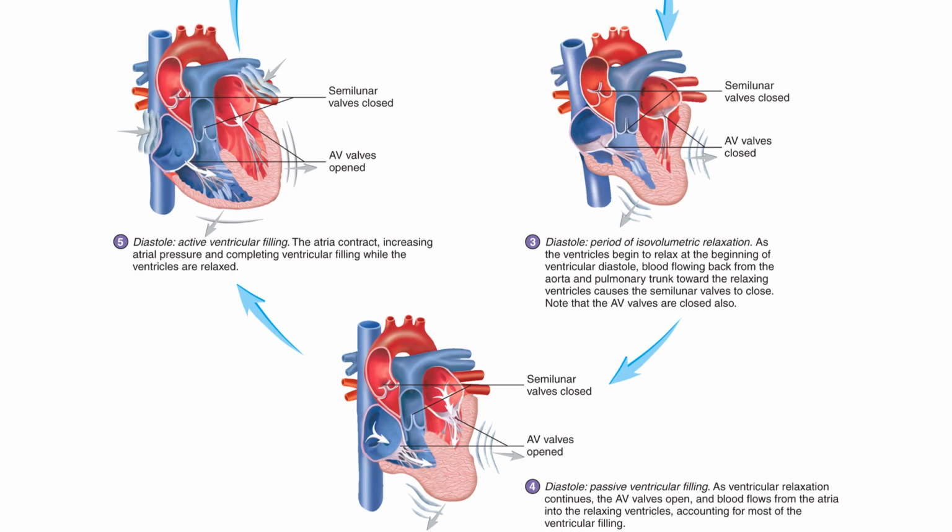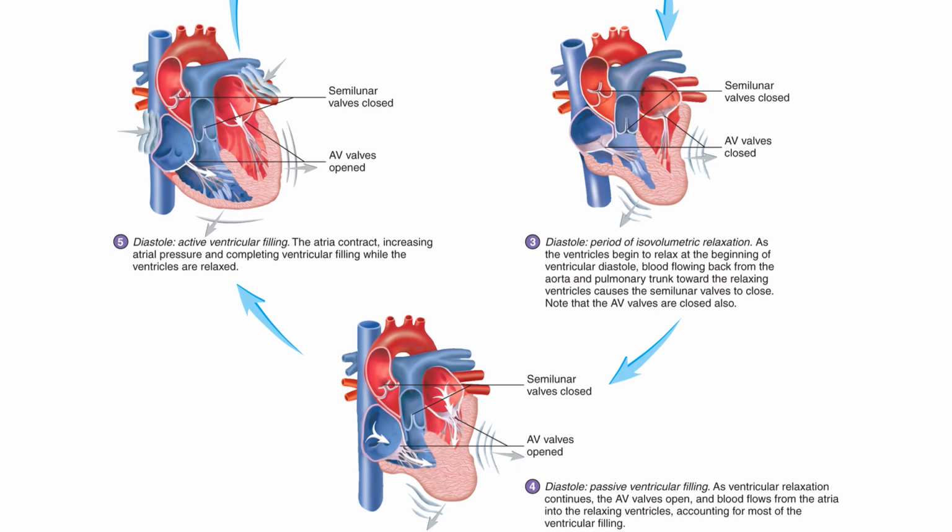When the AV valves open, you have passive ventricular filling initially, where blood just flows into the ventricles and fills the ventricle as the walls relax and the volume of the ventricle increases. That is basically most of the ventricle filled through passive ventricular filling, and that is topped off by active ventricular filling when the atria contract. But again, most blood flows into the ventricle through passive ventricular filling. You sometimes see passive versus active broken up, but we'll just know it as ventricular filling.